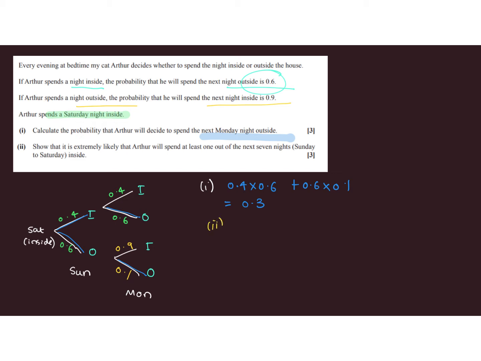Now, part 2, show that it is extremely likely that Arthur will spend at least one out of the next 7 nights, Sunday to Saturday, inside. So, working out the probability of at least one night being spent inside would involve a lot of different paths, because you'd have to look at the possibility of there being 1 night, 2 nights, 3 nights, 4 nights, 5 nights, etc. And then you'd have to look at the different combinations of those as well.